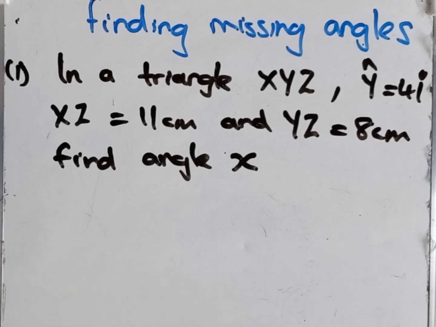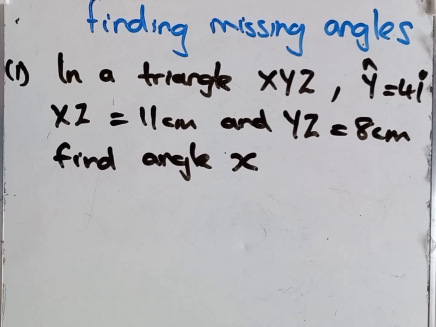So this time we want to find the value of a missing angle. We have our first example, which reads: in a triangle XYZ, angle y is equal to 41 degrees, side xz is equal to 11 centimeters, and yz is equal to 8 centimeters. Find angle x.